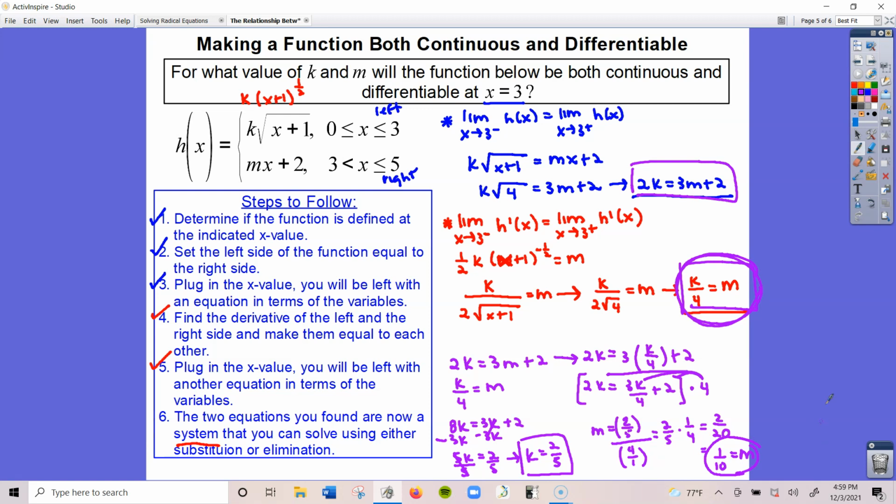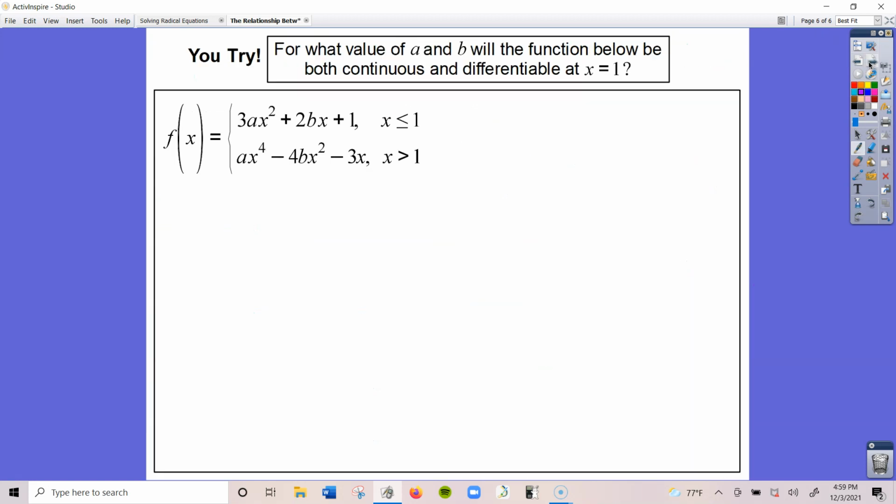Let's try one more using this process. We want to find here the values of a and b, where the function will be both continuous and differentiable at x is equal to 1. Okay, so first we need to determine continuity.